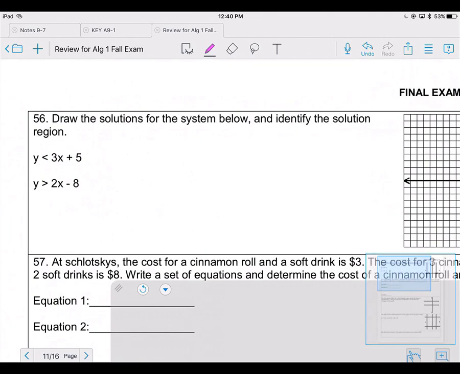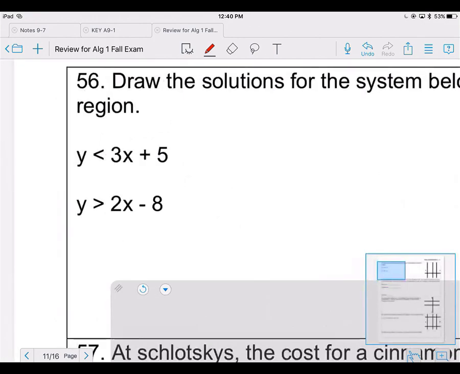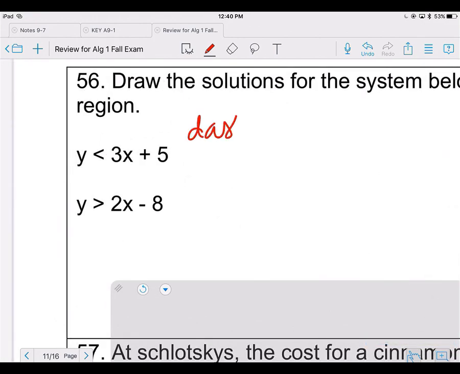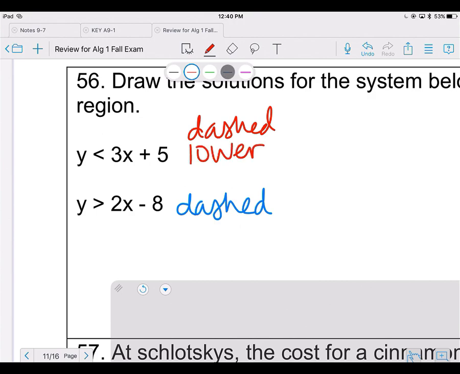However, problem 56 is a system of inequalities. Both of these are already solved, so we just have to graph them. Both of these lines will be dashed because they both do not have lines under the inequality. The red one, y is less than, so that will be lower than 5. And then y is greater than, so that will be above -8.